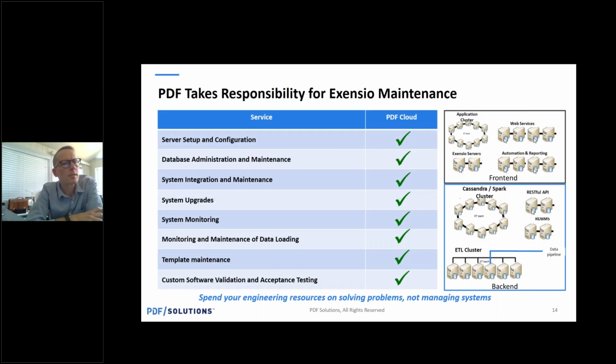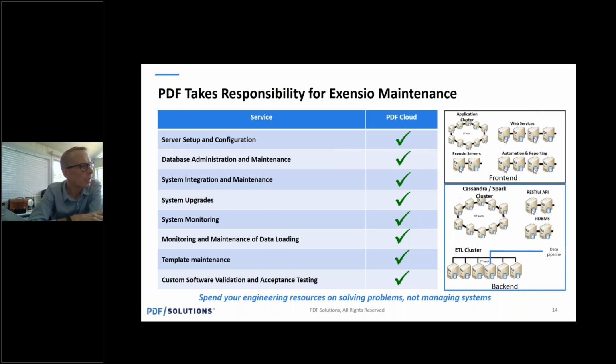And in my opening remarks, I described PDF Cloud as being turnkey. If you look on the left-hand side of this page, you'll see modern big data systems are increasingly complex. They require specialized skill sets to manage. PDF's uniquely positioned to provide a complete turnkey set of services to manage all aspects of the deployment, everything from setting up the system, doing all of the database maintenance, upgrades, system monitoring, and monitoring and maintenance of the data loading environment, which really is the majority of the effort in sustaining a system like this.